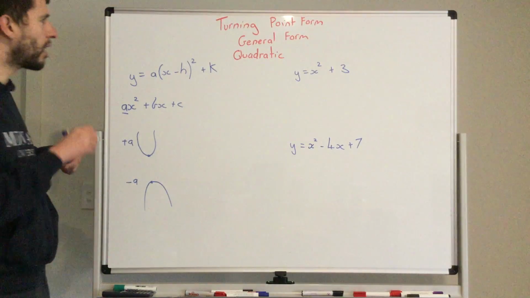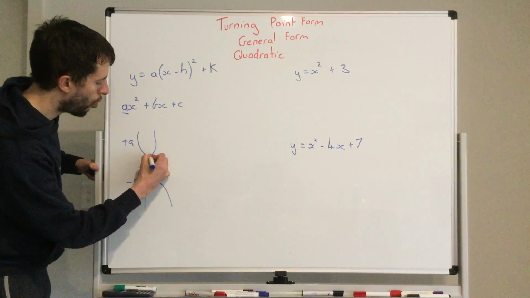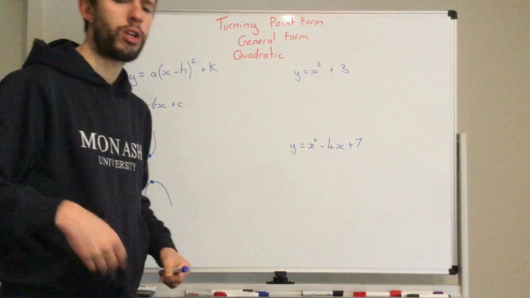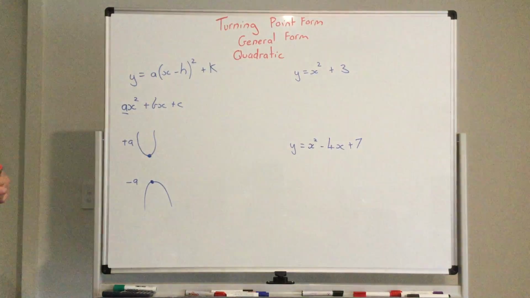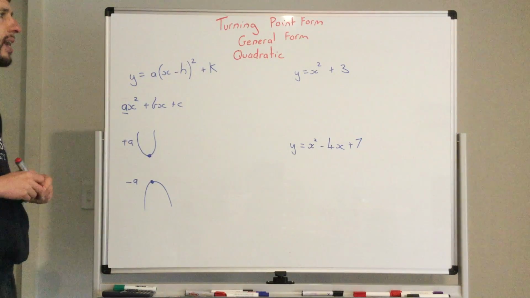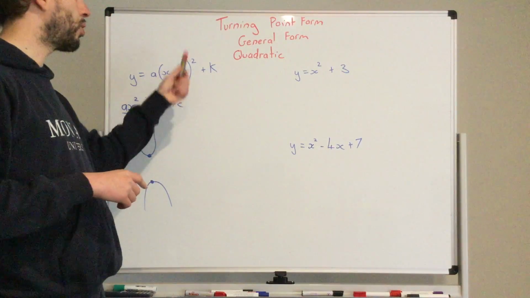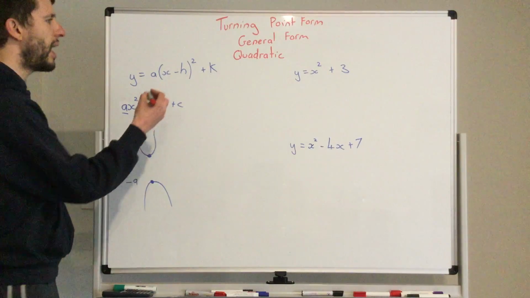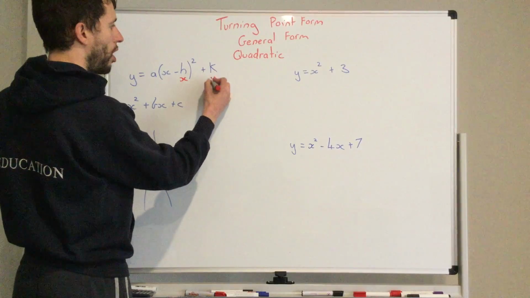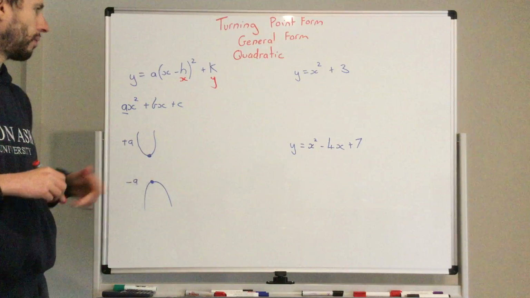Now, we are going to be working today on the turning point form. We are going to be working on finding this point. So I just want you to think about this equation here. This is the general form or turning point form: y equals a in brackets x take h squared plus k. We are wanting to put it in this form because h will be the x value and k will be the y value of this point.